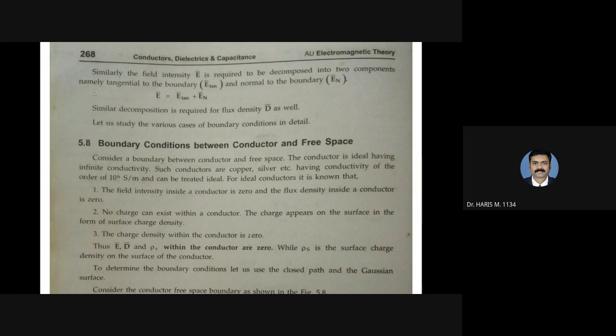So both will be perpendicular to each other. In that case, the electric field can be represented as the addition of these two components, right? The tangential component is represented as E tan, and the normal component is represented as En. The addition of these two will be collectively written as capital E. Now we'll see about the various cases of boundary conditions in detail.